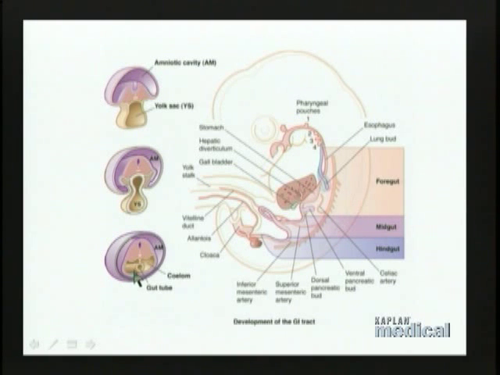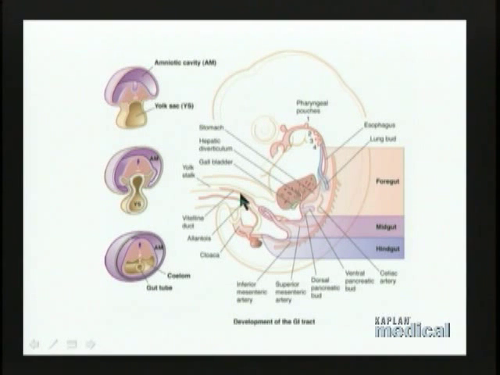But that's not what normally happens. Normally it ends up fused, and this is internal and completely internalized. The other thing that can be seen here is that the gut tube during its development is continuous with the yolk sac by way of a narrowed opening called the vitelline duct.